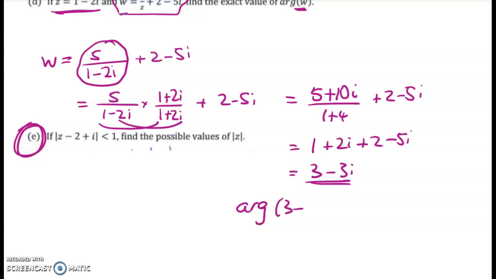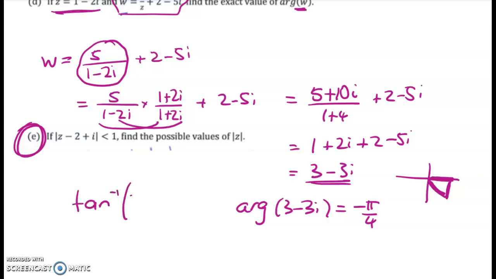So the arg of 3 minus 3i, again, just do a sketch. Here's 3, and here's 3i down here. So the argument here is equal to negative pi on 4. The other way you can do the argument, of course, is you can do tan inverse of the y over the x, and you'll get it that way as well, right? But you don't need to do that. If you're spotting that you've got a 3 and a negative 3, you should be getting confident enough to draw your diagram and just work out where you're sitting. So that's that question done.